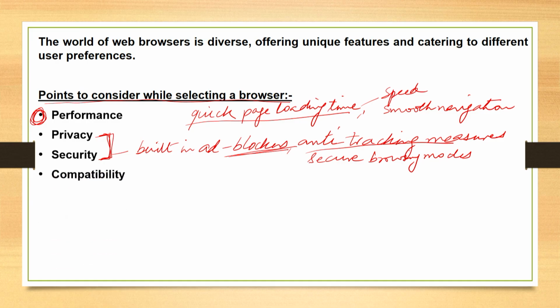Another key point that you have to see is compatibility. Compatibility means how compatible it is with your operating system. You may have Linux, Unix, or Windows on your desktop. So is that browser compatible with your operating system? That has to be checked. If it is compatible with all, then it's a good choice.